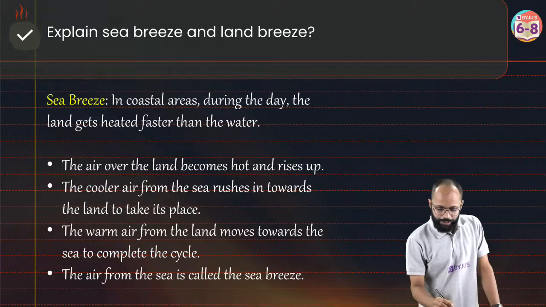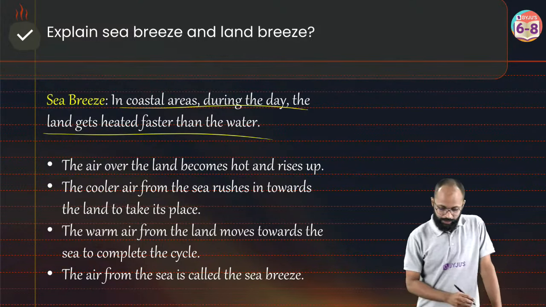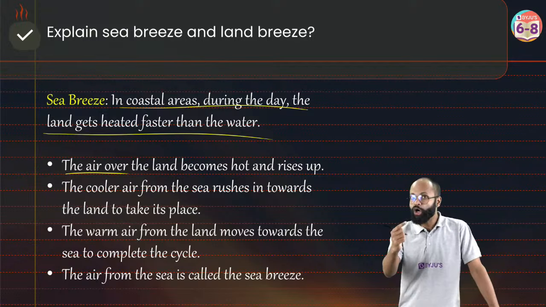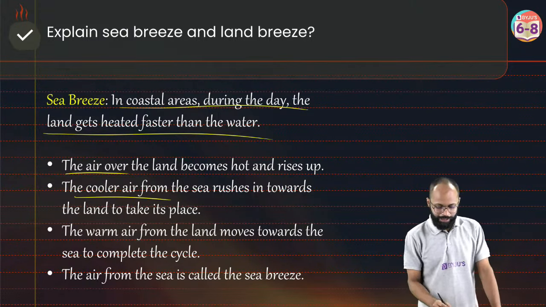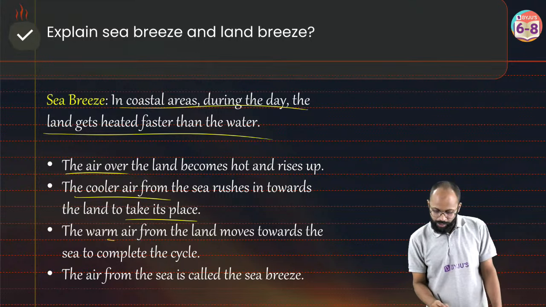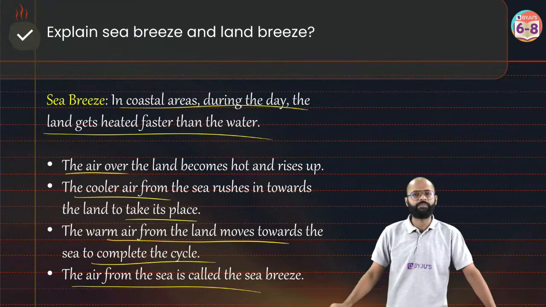Sea breeze mein, in coastal areas during the day, the land gets heated faster than the water. Right? That's why the air over the land becomes hot and rises up. The cooler air from the sea rushes in towards the land to take its place. Now, the warm air from the land moves towards the sea to complete the cycle. And the air from the sea is called the sea breeze.